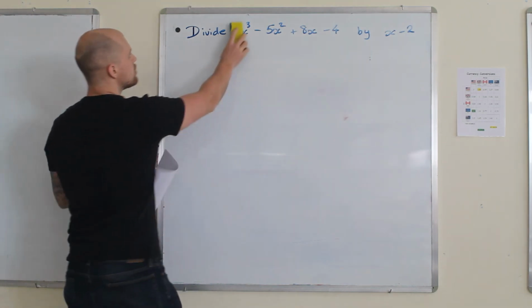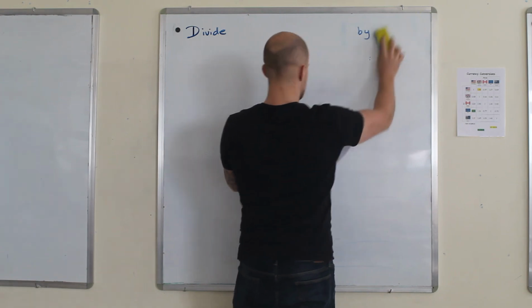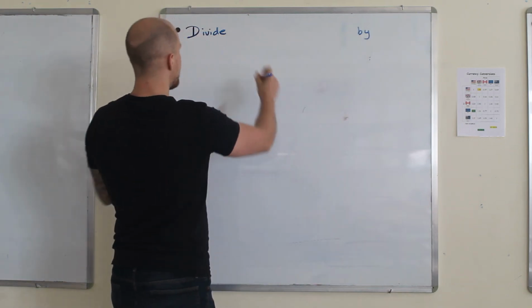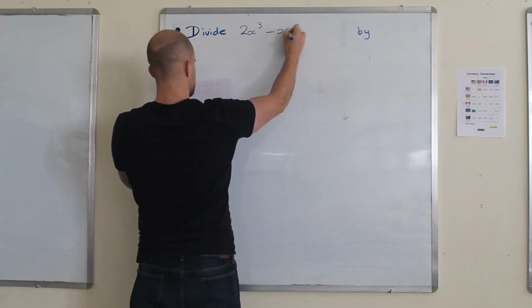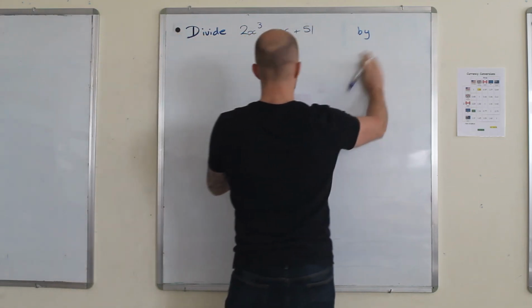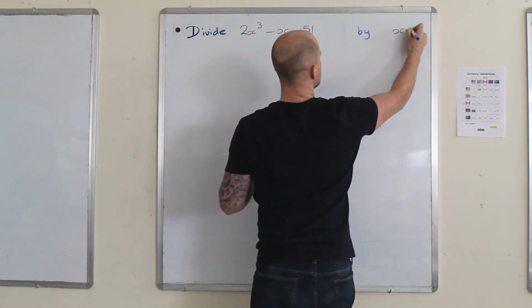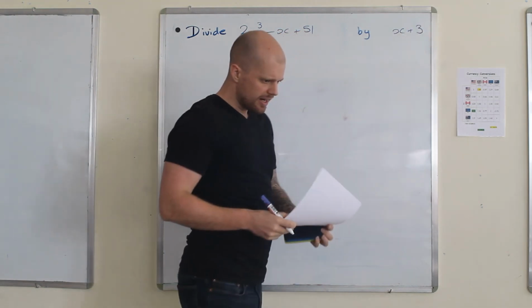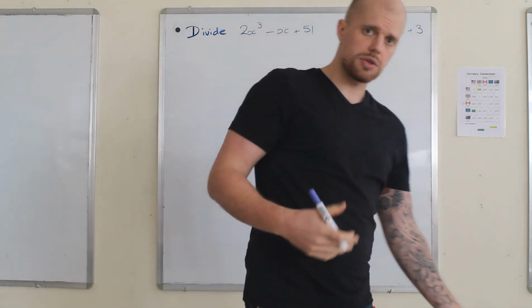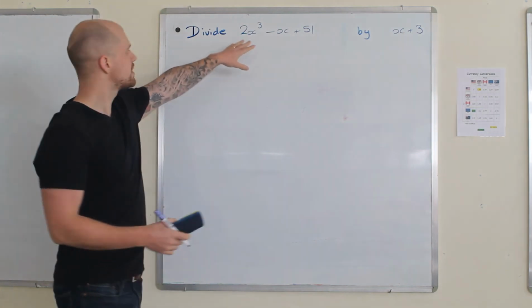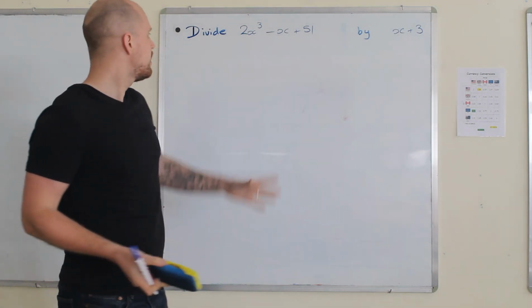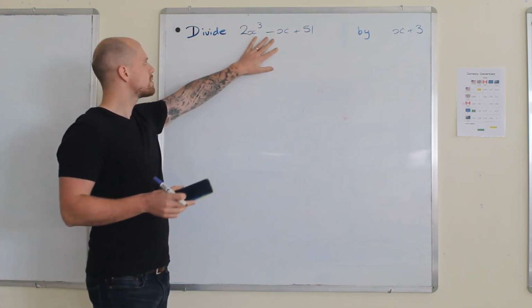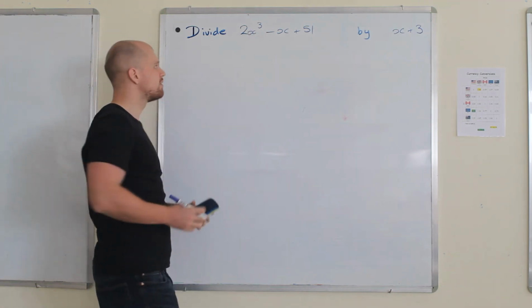Let's say I wanted to divide 2x cubed minus x plus 51 by x plus 3. Now the thing that you should note or spot is that there's no x squared term here. Okay, if you want to pause the video, have a go at it, but because there's no x squared term here, you just need to be a little bit careful.